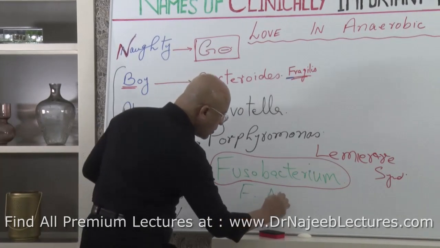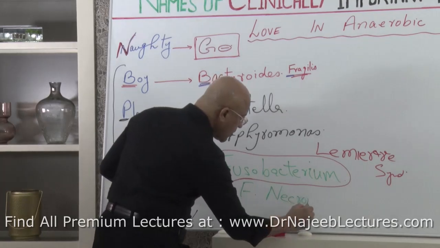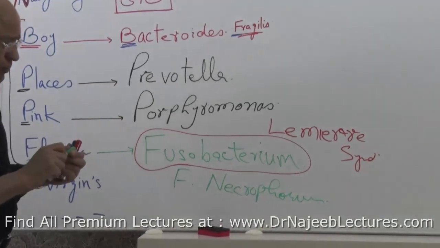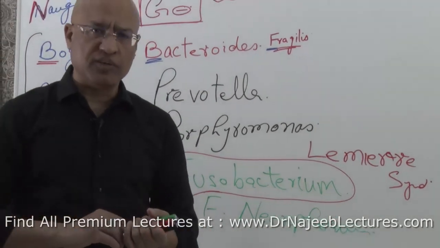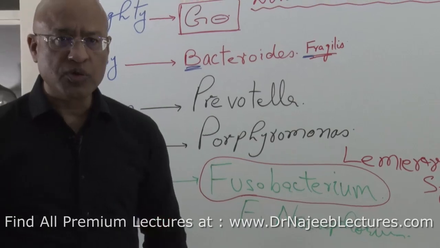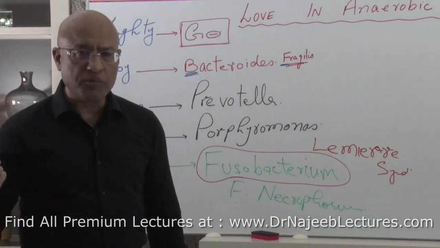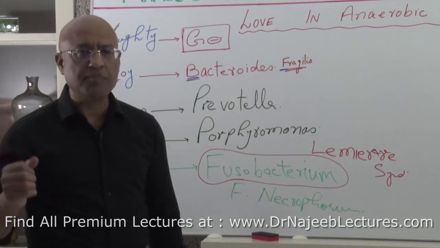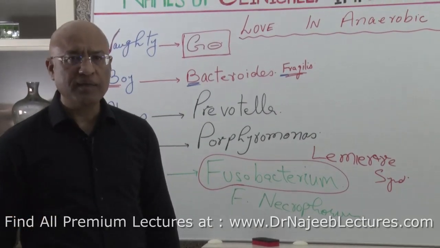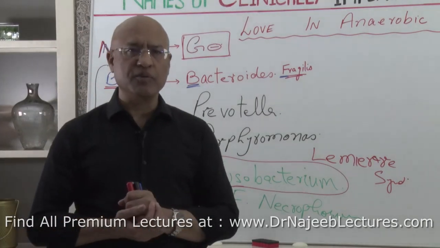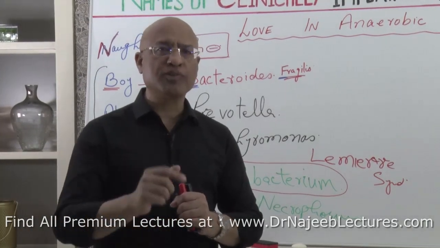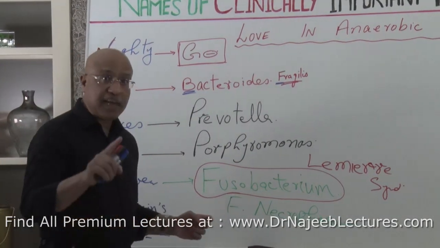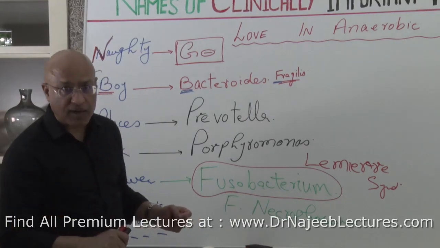Fusobacterium necrophorum. This subtype of Fusobacterium is very notorious for producing internal jugular vein thrombophlebitis, septic thrombophlebitis, and from there metastatic abscesses in the body, right? And this condition is called Lemierre syndrome. In a coming lecture, we will also discuss Lemierre syndrome in detail, right? Another important thing, and that is a life-threatening situation if not treated well.